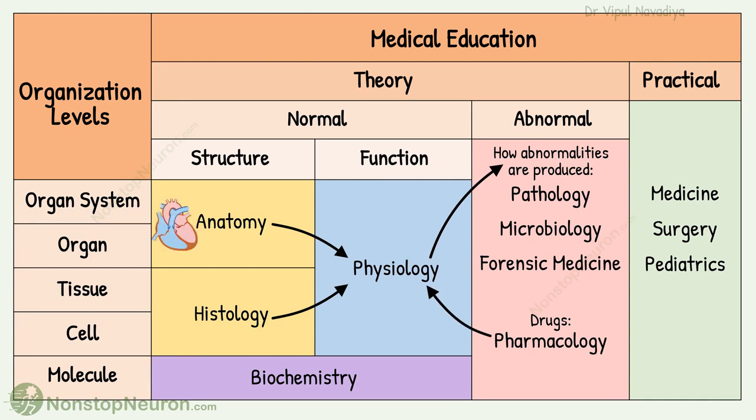Let's take heart for example. In anatomy, we study its structure. After that, we can study how it works in physiology. Then, using all this knowledge as a base, we can study how the heart functions may become abnormal in pathology, and ways to bring it back to normal in pharmacology. I hope you now understand what is physiology and why it's important to study it.